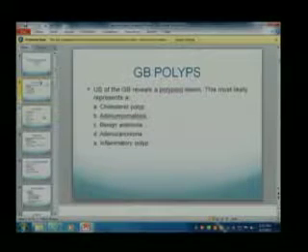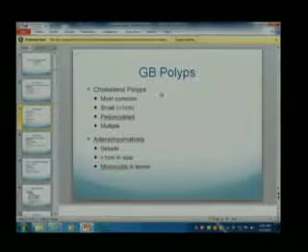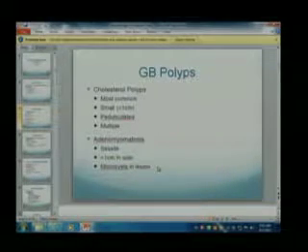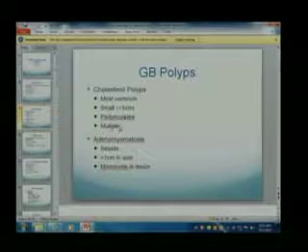So gallbladder polyps, cholesterol polyps, they're the most common, usually small in size, less than 1 centimeter. They're pedunculated and usually multiple. On the other hand, adenomyomatosis is essentially hypertrophy of the mucosa. They're sessile, usually greater than 1 centimeter in size, and have microcysts in them, which may help identify these lesions on ultrasound.